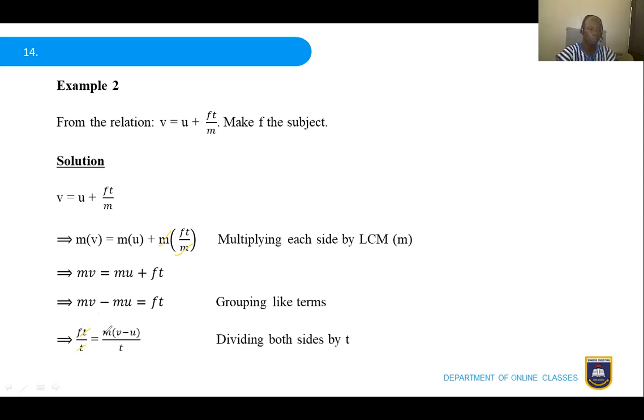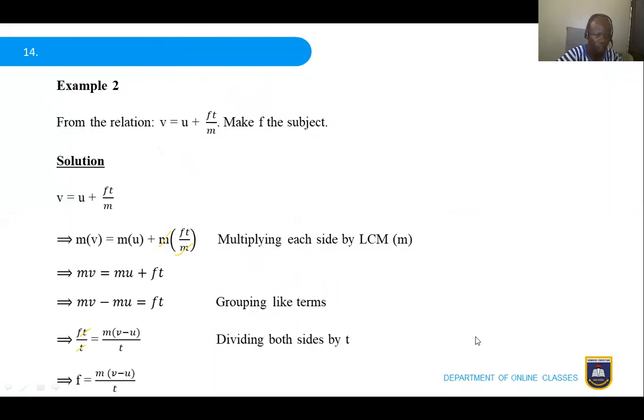There is nothing to cancel over here, but rather we can factorize M out since M is common to both terms. So we have M into bracket V minus U all over T. And that finally gives us the answer to the problem. So we have F equal to M into bracket V minus U all over T. Please copy this solution, then we move to another example.